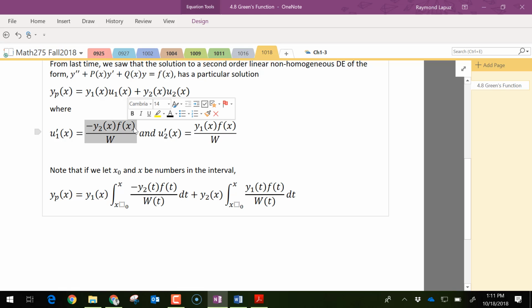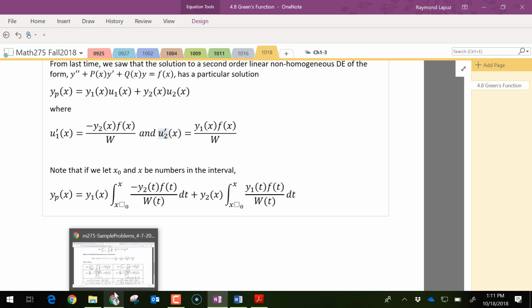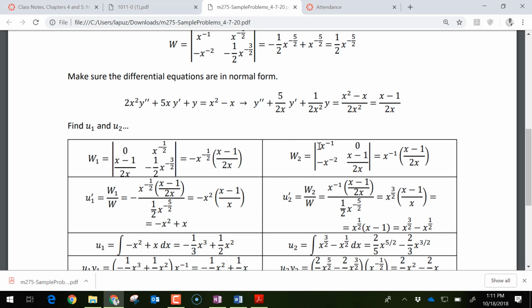So f of x times y2 with a negative sign, and then you divide by w, the Wronskian. Similarly for u2, or u2 prime, we have y1 and then 0 on the top row, and then we have the derivative of y1 and then the f of x function. So what does this turn out to be?